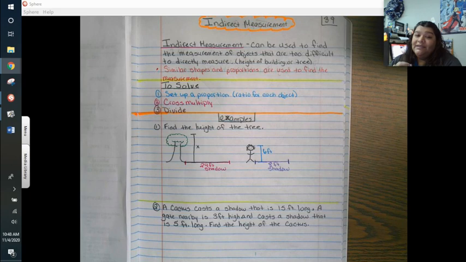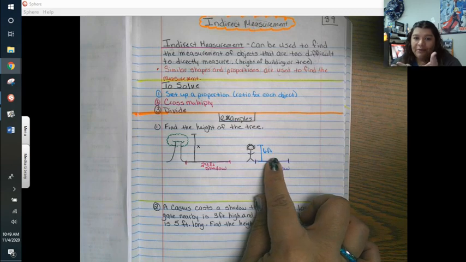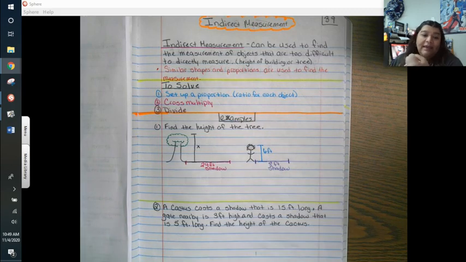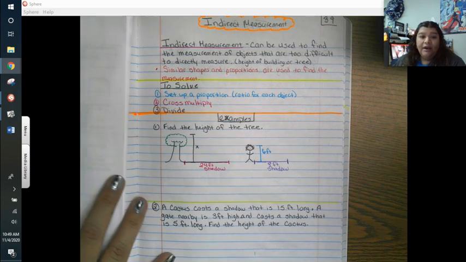These questions usually deal with a tree or a flagpole and the shadow. You're going to be comparing it to shadows pretty much. Now to solve these, you set up a proportion. We're going to do a ratio for each object, a ratio for a tree and a ratio for a human, a man or a woman, whatever. Once you have that proportion, it's a matter of cross multiplying and dividing. That's all we have to do. So let's get into some examples here.